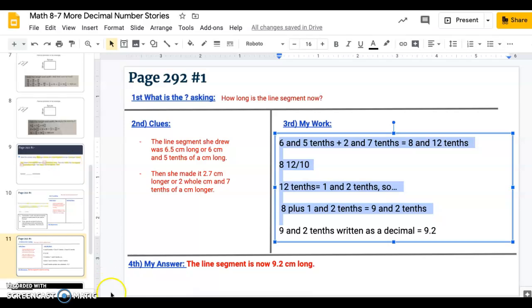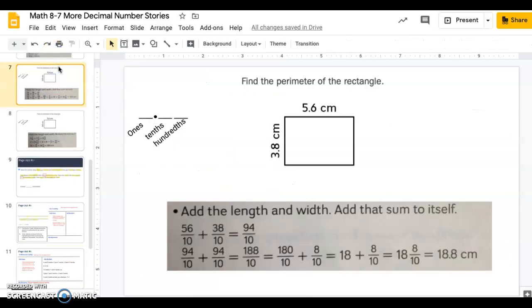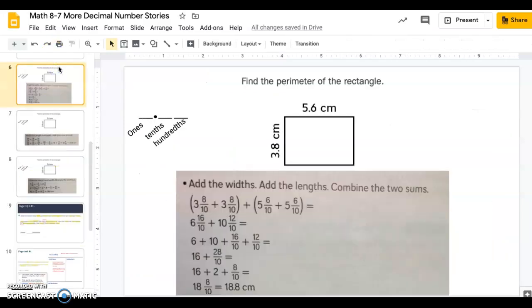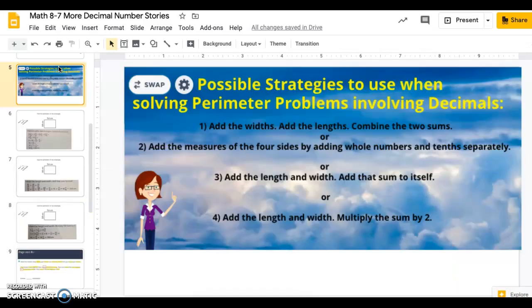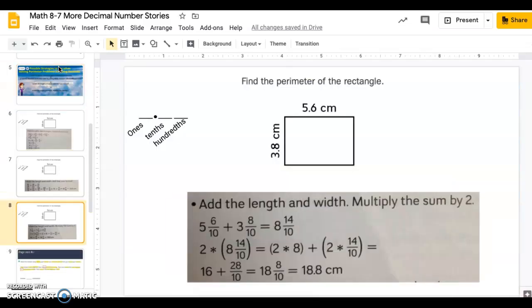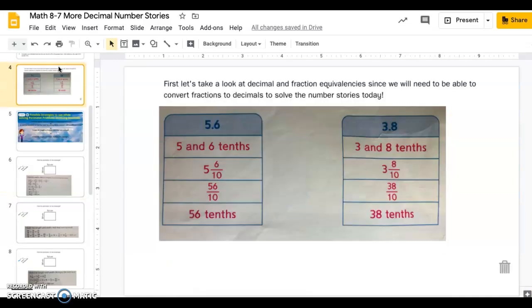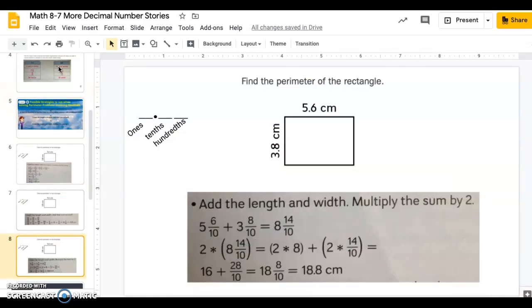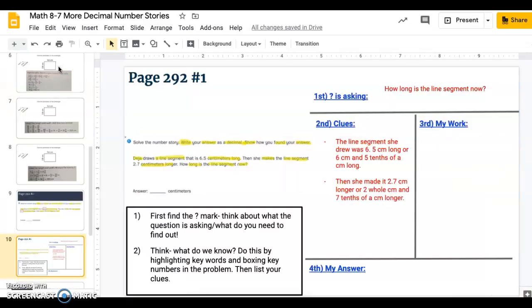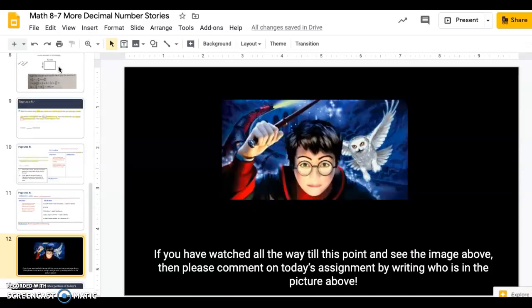So make sure when you go to do yours, you're showing your work and then you're writing your answer as a decimal. Don't forget to look back too at the different strategies if you come across a number story looking at decimals and perimeter and the different strategies that you could use to then solve it. Okay, even go back to here if you need to help you change from a decimal to a fraction to solve the number story, and then change back since you have to write your answer as a decimal. Okay, so we have that work there.